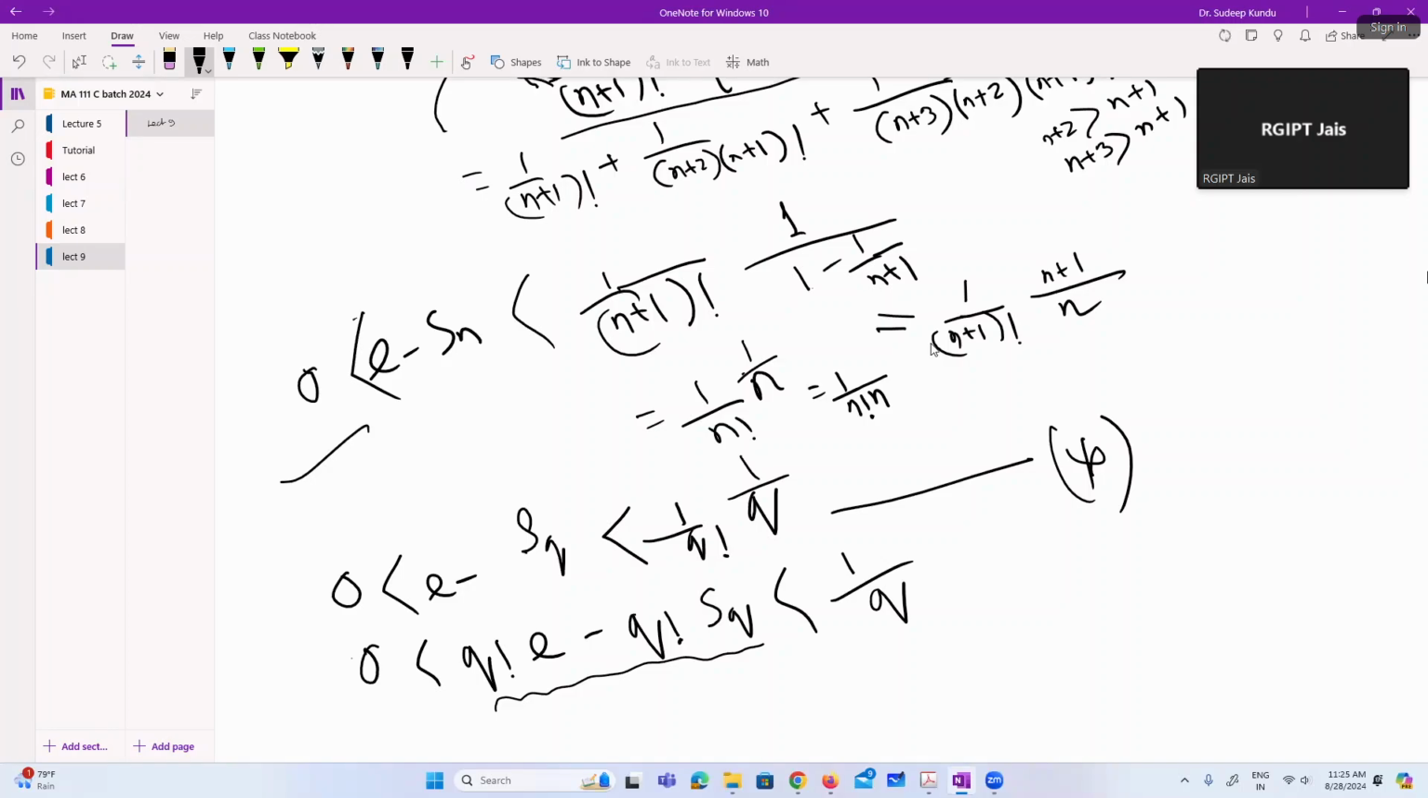Now since you have seen that e equals p by q, this factor will be an integer, and you have to show this term will also be an integer. So this will be an integer, but this is some number, 1 by q. So in between 0 and 1 by q, there will be no integer, right? Is it clear? Because q is already greater than or equal to 1. Yes, sir. Okay.